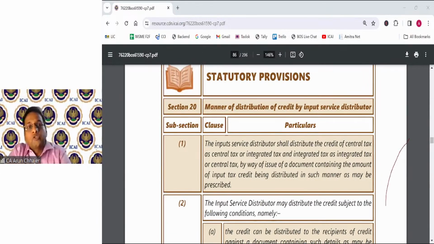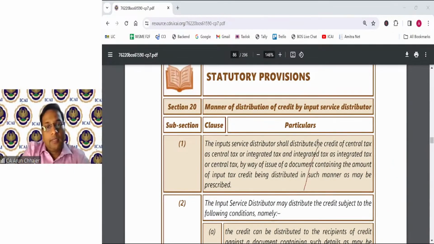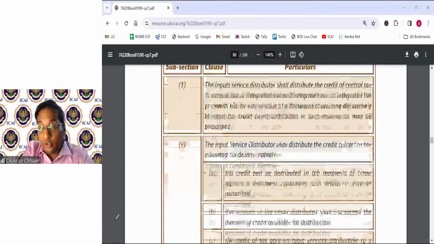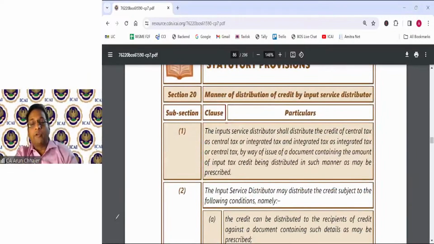Fine. So Section 20. Let's start Section 20, and tomorrow we will have the class. Ensure to join the class because we are going to discuss the balance part.